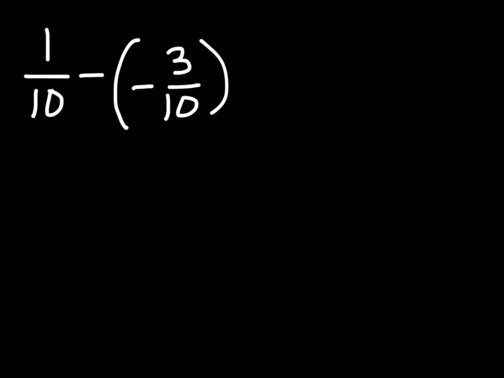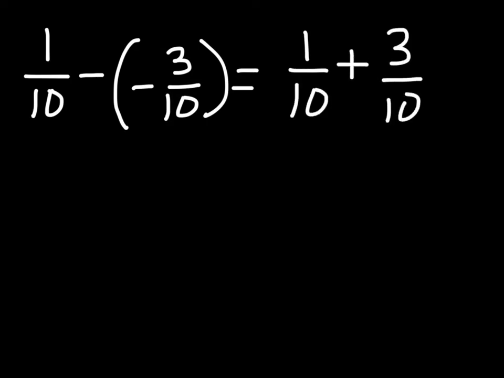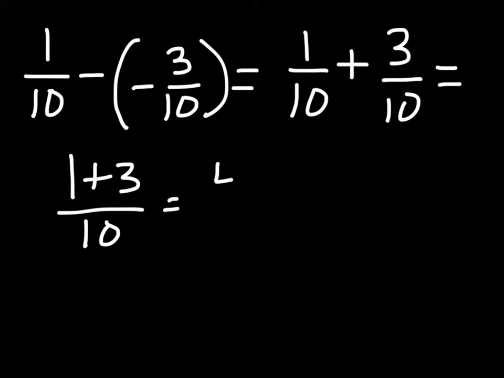What if we're subtracting a negative fraction? That would give us 1/10 minus -3/10. So we would rewrite this as 1/10, remember, 2 negatives makes a positive, plus 3/10, giving us a final answer of 1 plus 3 over 10, or 4 over 10, which reduced becomes 2/5.